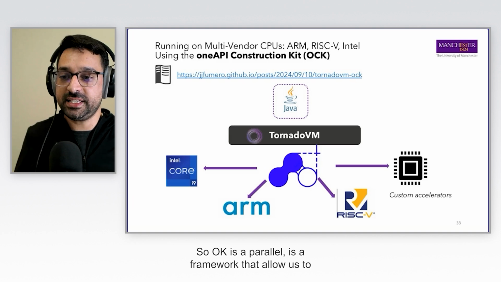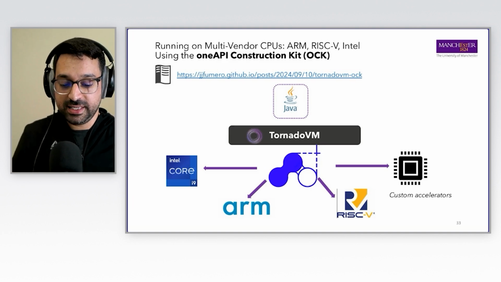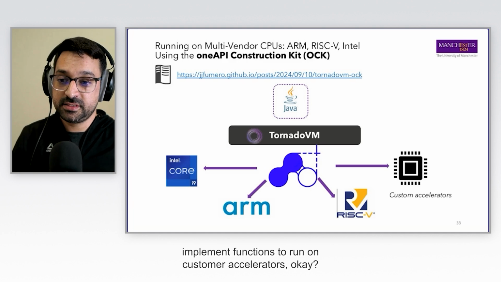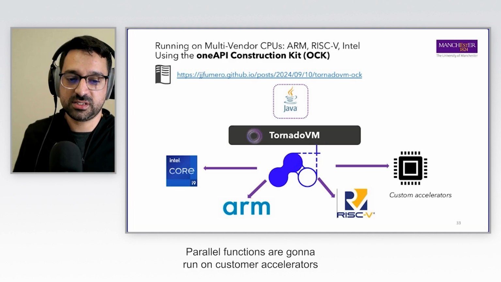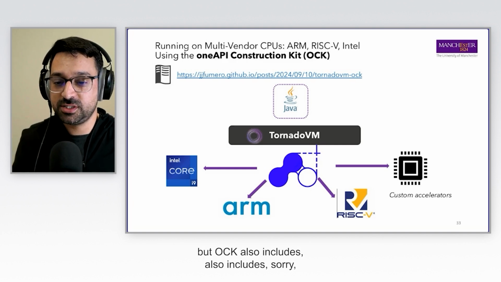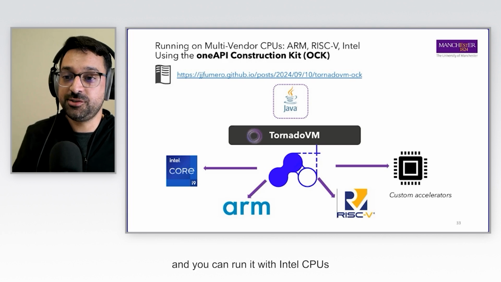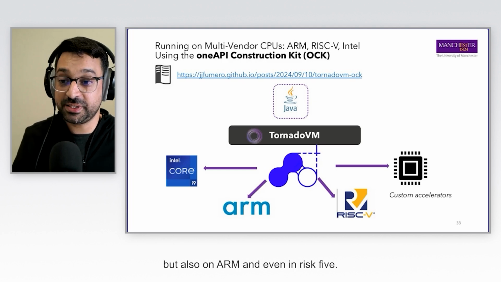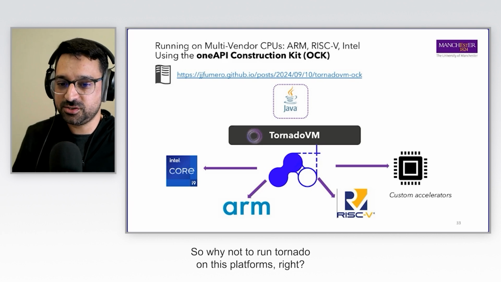OCK is a framework that allows us to implement functions to run on custom accelerators. Parallel functions that are going to run on custom accelerators, for example, for AI. But OCK also includes an OpenCL bridge to run on CPUs, and you can run it with Intel CPUs, but also on ARM and even on RISC-V. So why not run Tornado on these platforms, right?